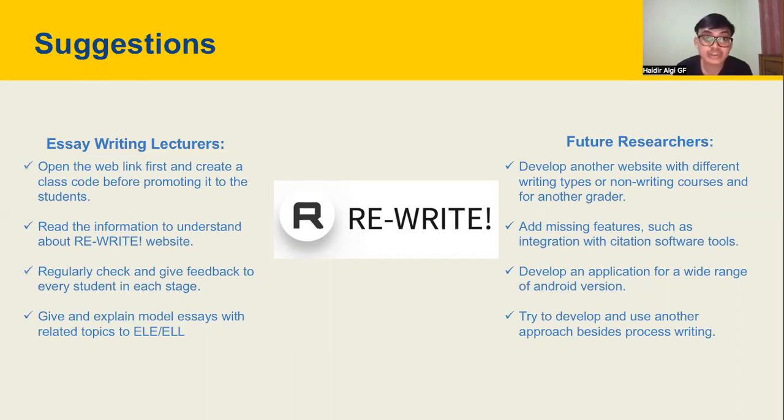Students need to do their best in every step of the process writing approach, especially in the revising step. Students should be aware that their work might be seen and cited digitally by the public. Lastly, future researchers are suggested to develop another website with different academic writing courses, for instance, paragraph writing courses, which have totally different details, structures, and approaches.